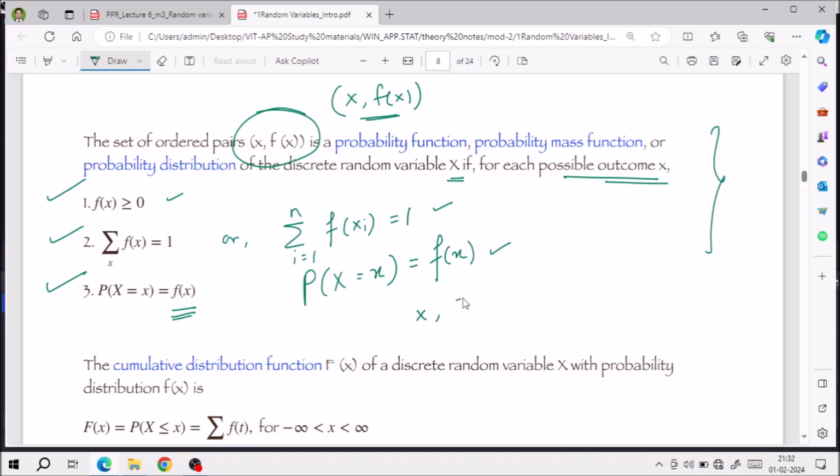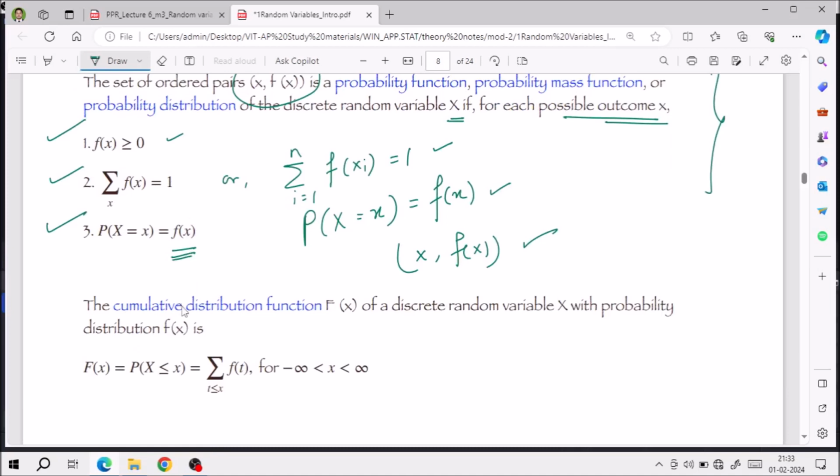and this x comma f(x) together is known as the probability distribution. This is the probability distribution. All right, and you should clearly note that this comes under discrete distribution.